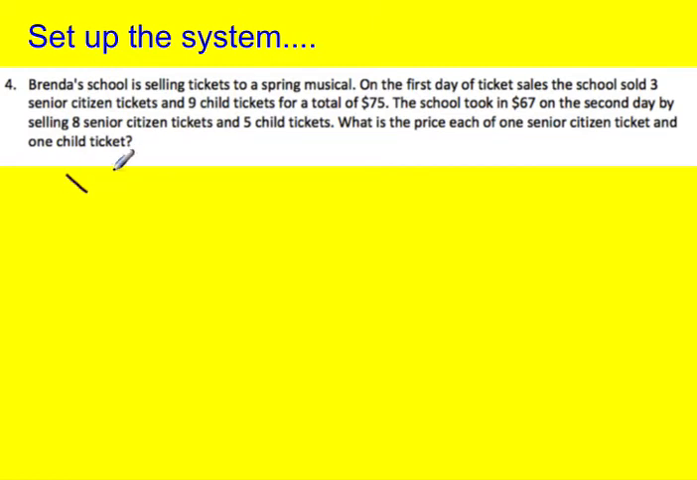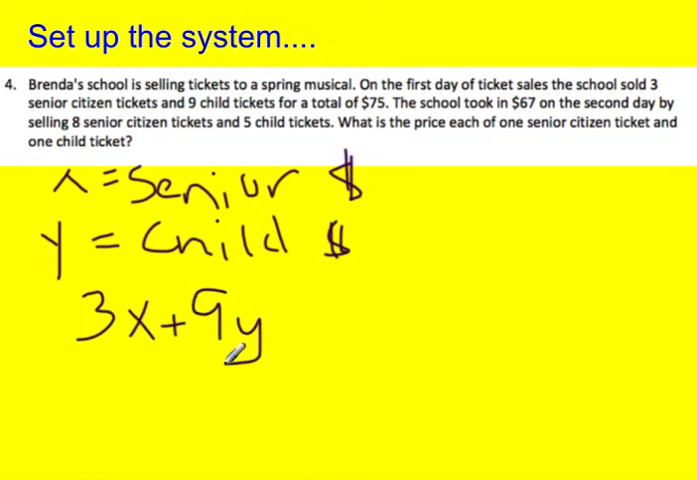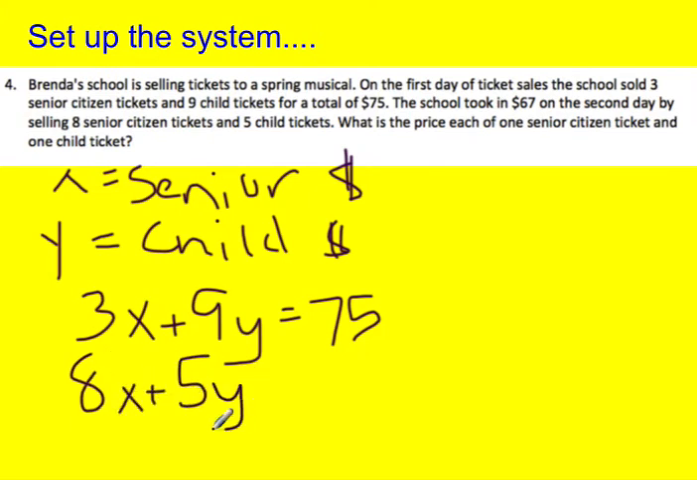So I'm going to let X represent the senior citizen tickets, and I'm going to let Y represent the child ticket. Now each of these are representing the price of each of those. Okay, so let's take a look at the first day. On the first day, she sold 3 senior citizen tickets at price X, and she sold 9 child's tickets at price Y, and that was equal to 75. The second day, she sold 8 senior citizen tickets at price X and 5 child tickets at price Y, and that was equal to 67.